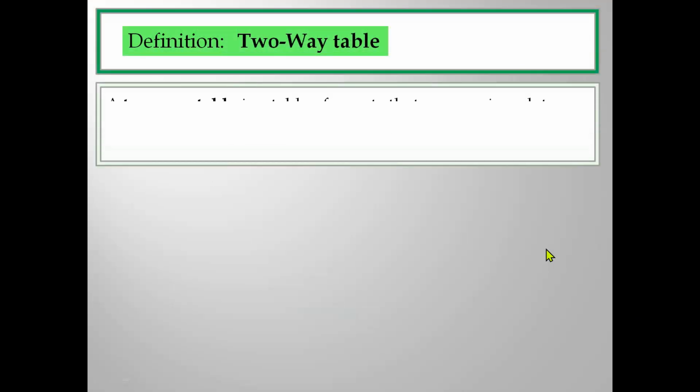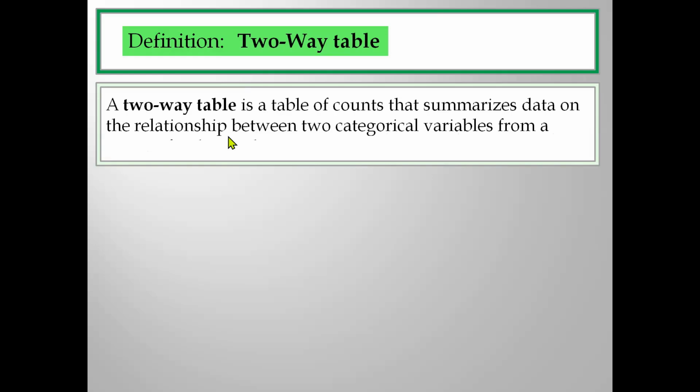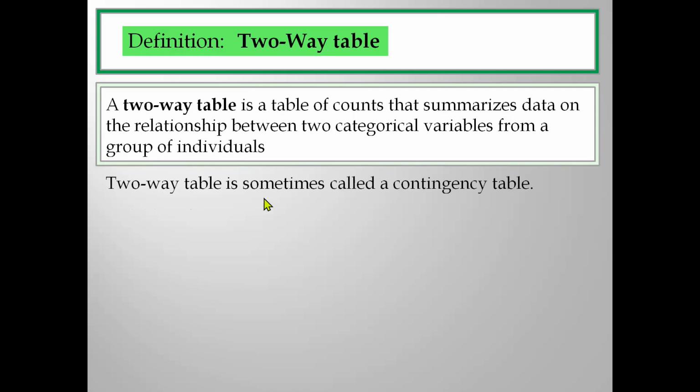Definition of a two-way table. A two-way table is a table of counts that summarize data on the relationship between two categorical variables for a group of individuals. Two-way tables are sometimes called contingency tables. Do note that we want to focus on two categorical variables.